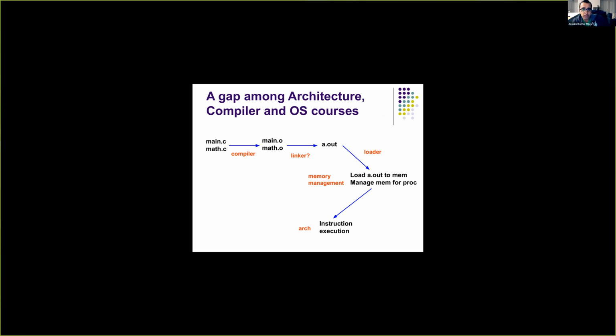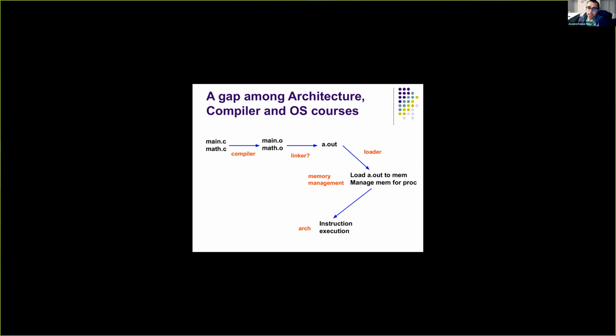The way this works is, when you compile a given program, our compiler converts the C code into an object file, object code, and then the linker links all the object files into an executable, and then the loader loads the executable into memory, and then the operating system takes care of memory management, and then finally instruction execution happens at the architecture level, where the processor just fetches each instruction from the program code and executes it.